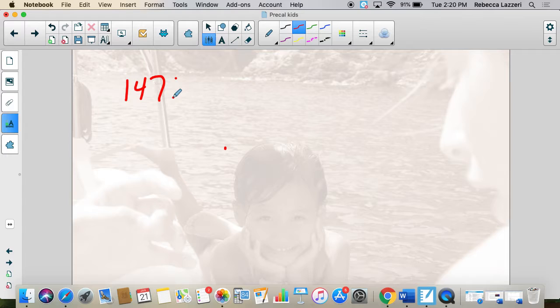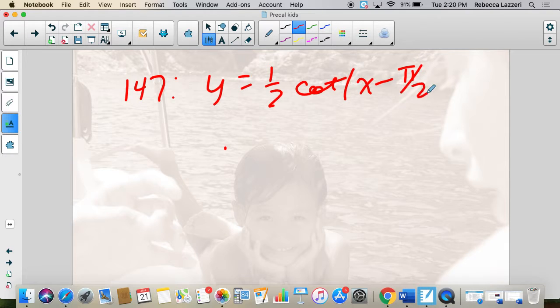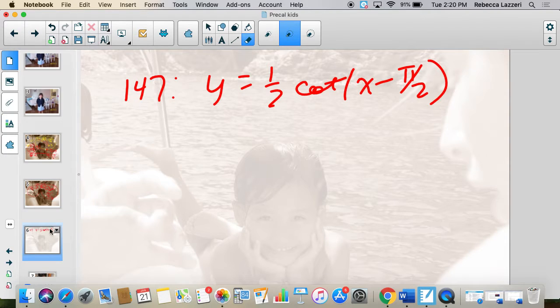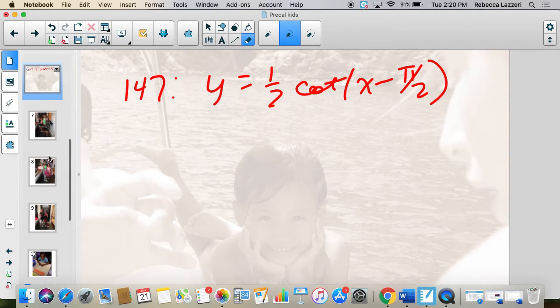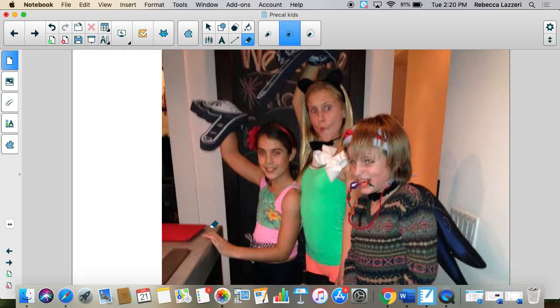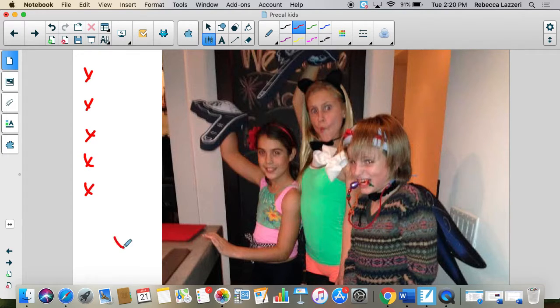So, Elena, what is 147? 1/2 cotangent parentheses x minus pi over 2 parentheses close parentheses. Okay, that's it? No vertical translation. Alright, so, looking here. Okay, wherever your phase shift is.